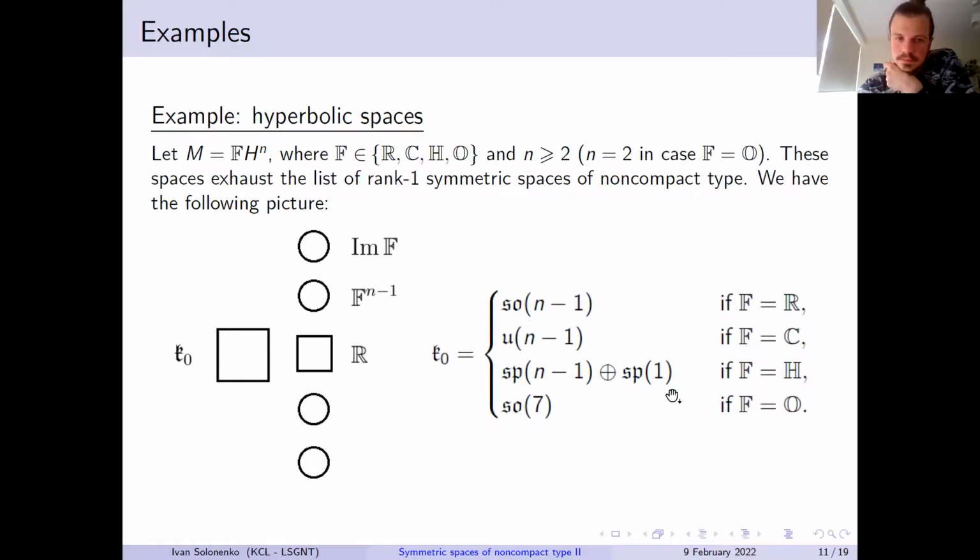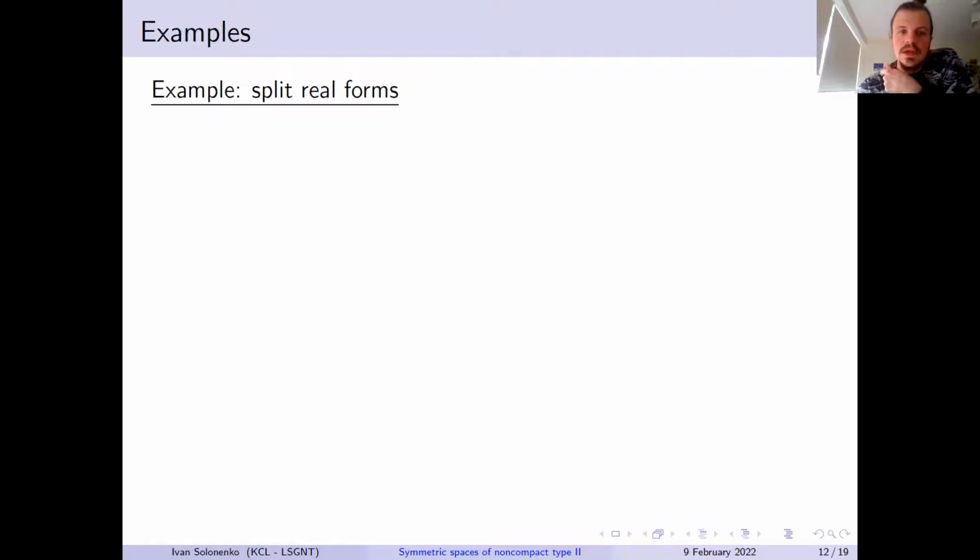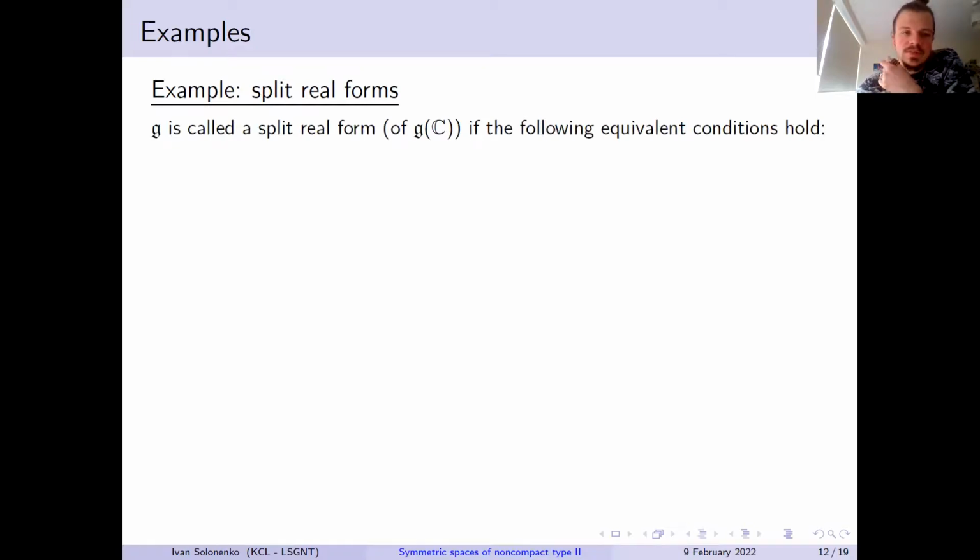Okay, let's move on. Now we have the split real forms. So G is called the split real form, or to be more precise, the split real form of its complexification, GC, which is also a complex semisimple algebra, if the following equivalent conditions are satisfied.